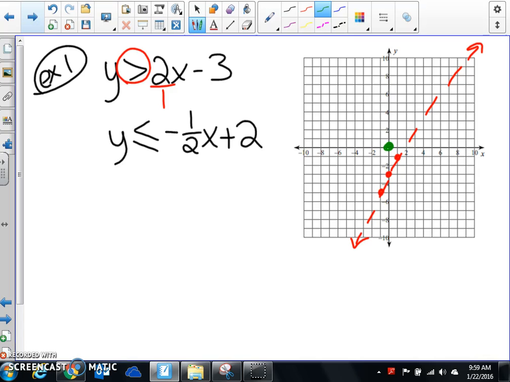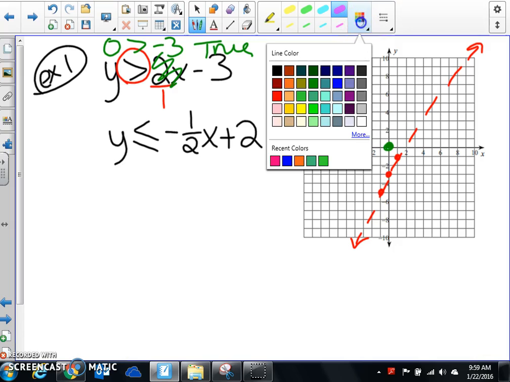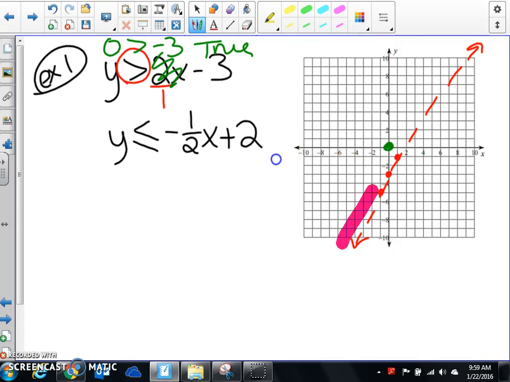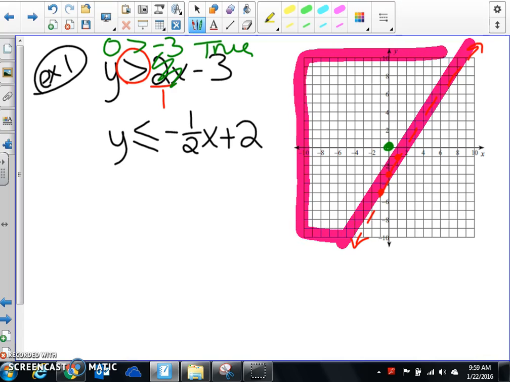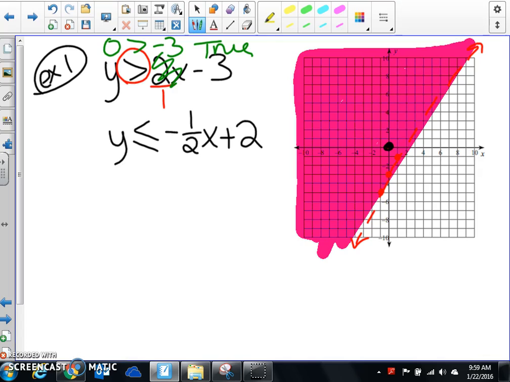Now I have to think about my test point. Let's test this point right here, the test point 0, 0. So 0 is greater than, remember that y goes away, negative 3. That is true. Since that's true, I want to shade in that origin. Let's use pink. I go all the way up to that line, and try to be careful. I know I'm getting a little sloppy. All right, so that's one solution. That's what we did last time, okay?